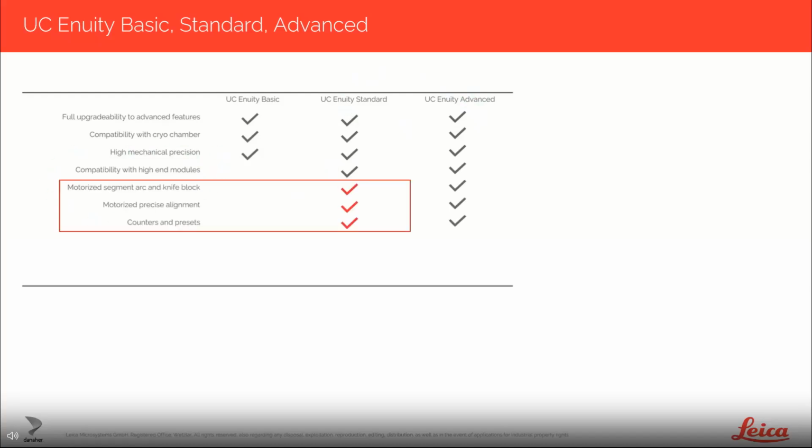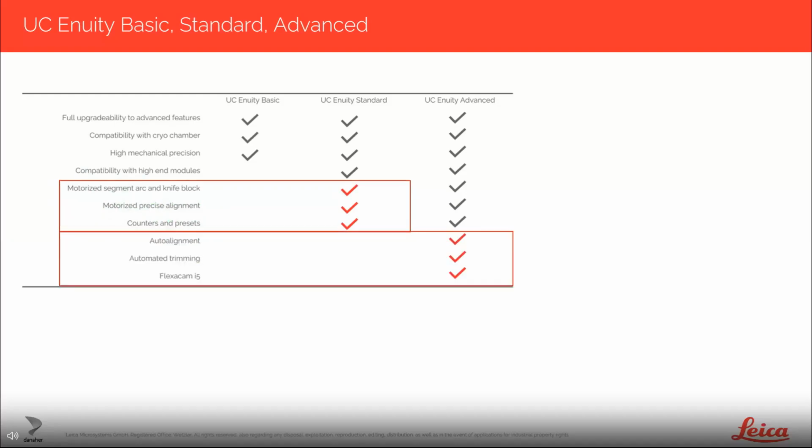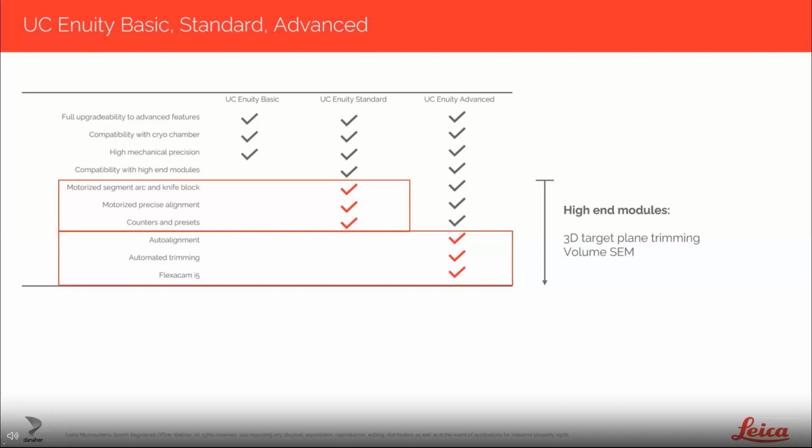And with the standard system, we introduce the motorized segment arc and the knife block, the motorized precise alignment, and the counters and presets, which I did not show today. The real auto alignment software function comes with the advanced system. The same applies to the automated trimming, and the camera is also only available on the advanced machine. The high-end modules, which I showed today, the 3D target plane trimming and the array tomography, the volume SEM, are available in the standard and in the advanced modules.